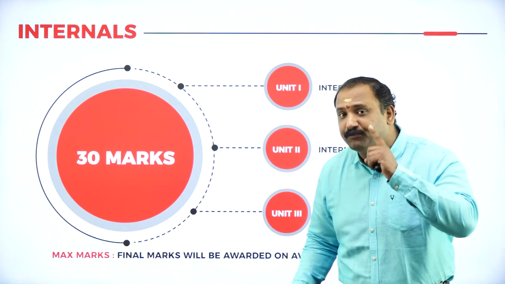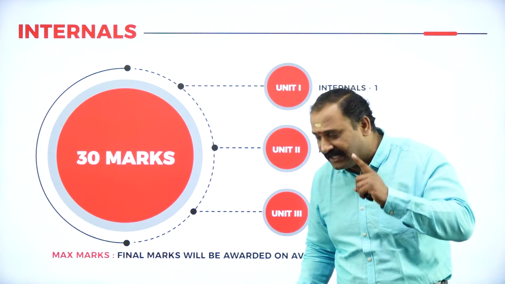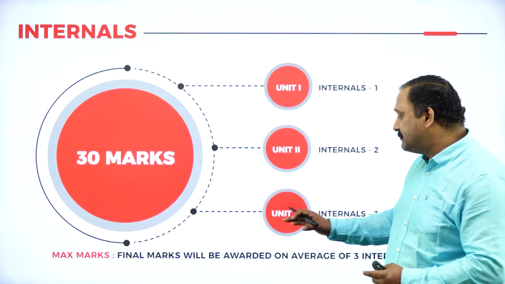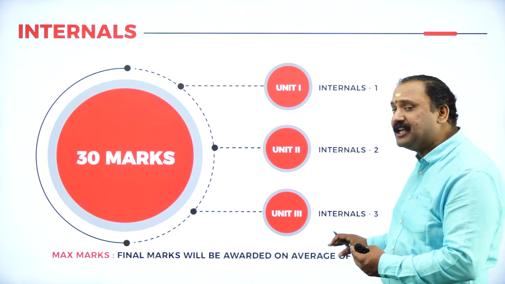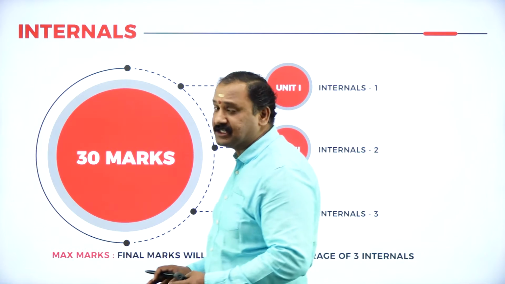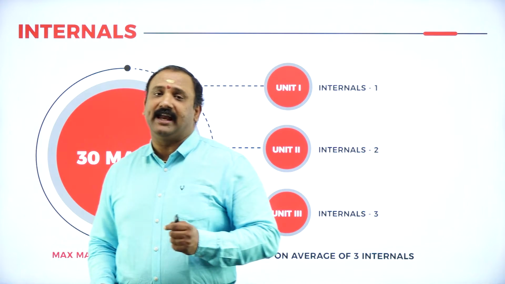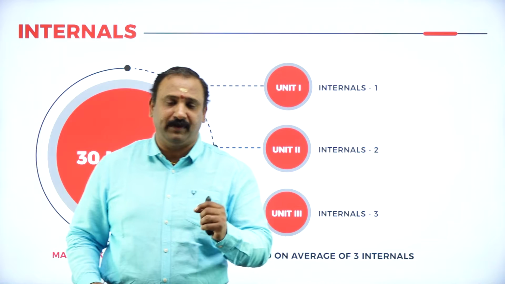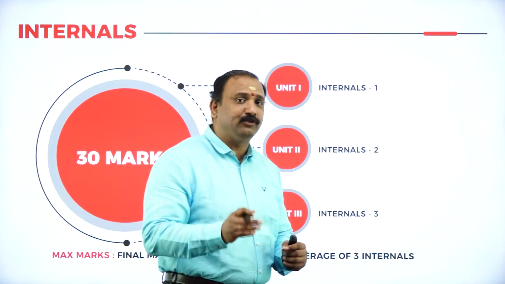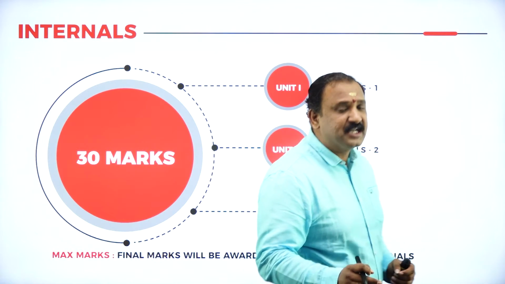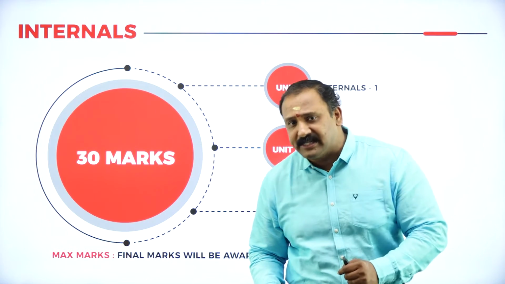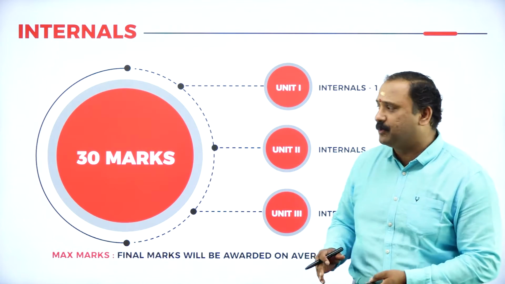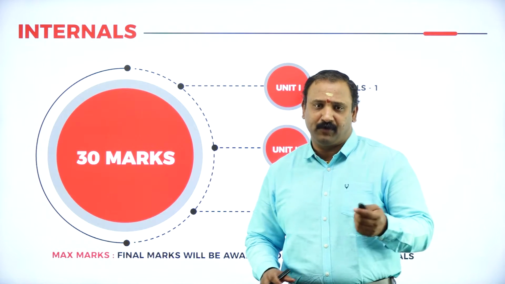Each internal will be valued for 30 marks, and the maximum mark, that is the final marks, will be awarded on the average of the 3 internals. So let me just remind that word again. It's an average and not best of 3, which means to say that you have to attend all the 3 internals. Your scores will be validated on the basis of that. We will take out the average, and the average will be given to you in the form of your internal marks.